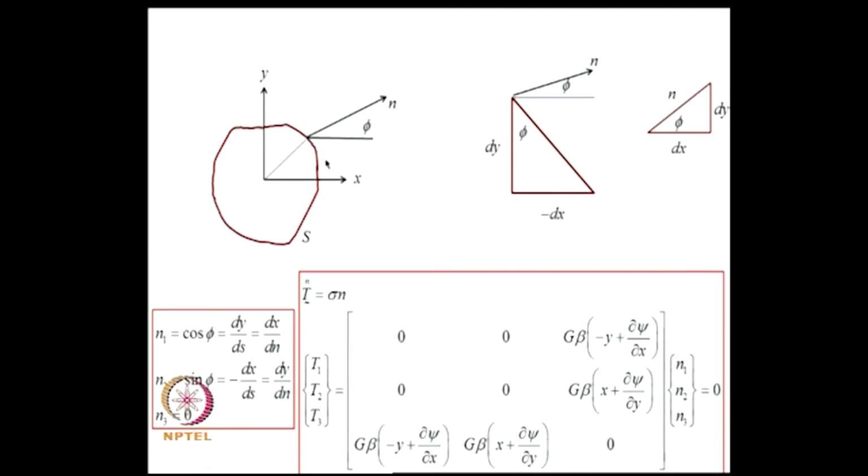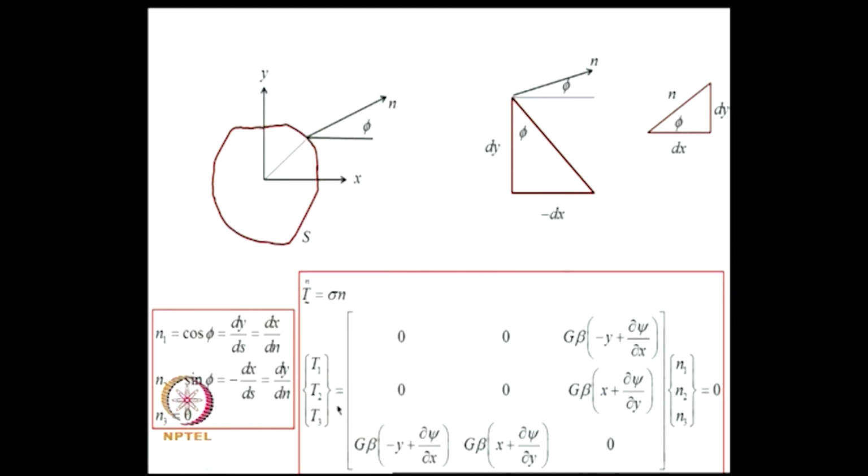So, we have represented this data in a slightly expanded diagram here, and this is again some detail that we will be needing. So, using these details shown in this figure, we can see that n1 is cos phi, which is dy by ds, which is dx by dn, n2 which is sin phi, minus dx by ds, which is dy by dn, n3 is 0 because the z axis coincides, the outward normal is having no components there.